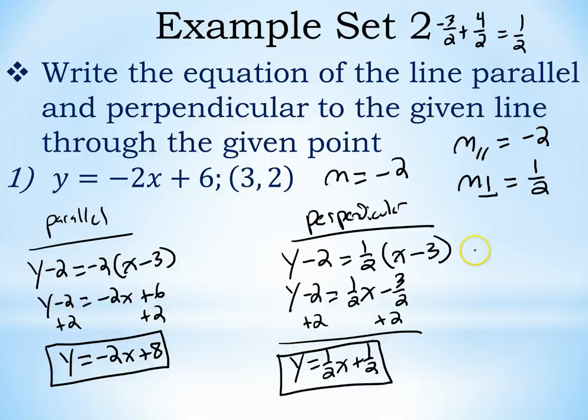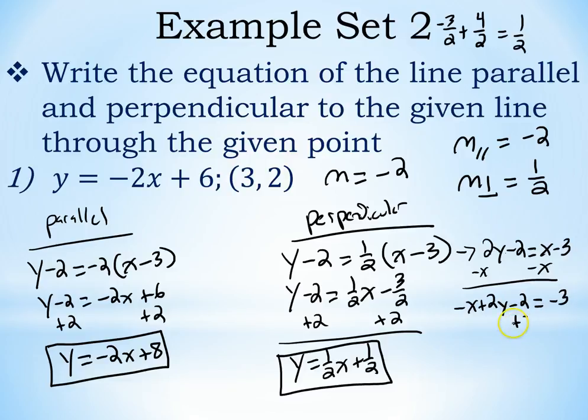The other option is to write it in standard form, meaning you clear out the fraction by multiplying everything by that denominator. Meaning you get 2y minus 2 equals x minus 3. And then we move the x over. Negative x plus 2y minus 2 equals negative 3. Add the 2 to both sides. Negative x plus 2y equals negative 1.